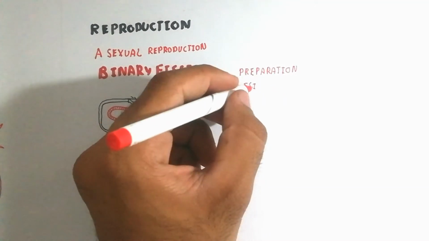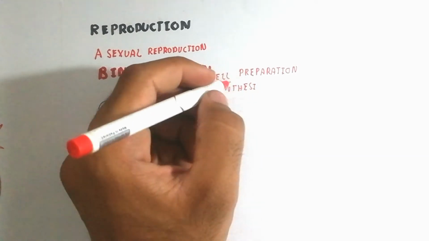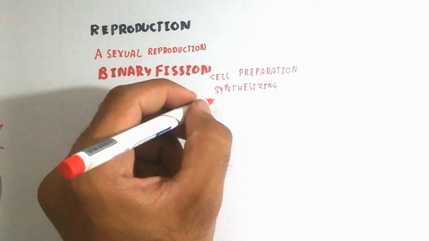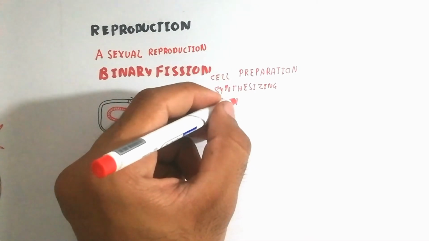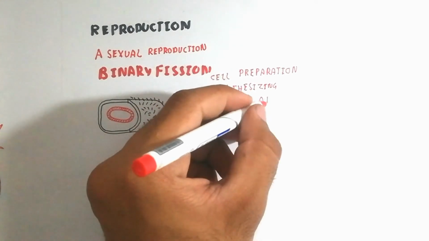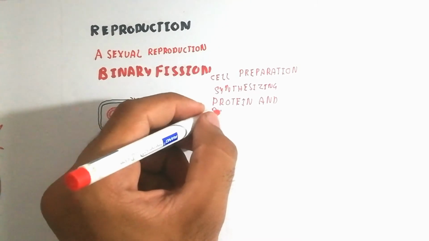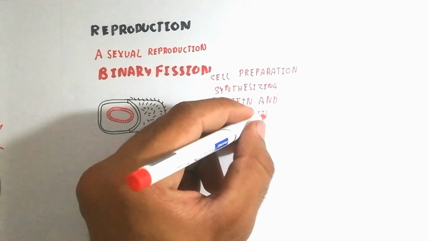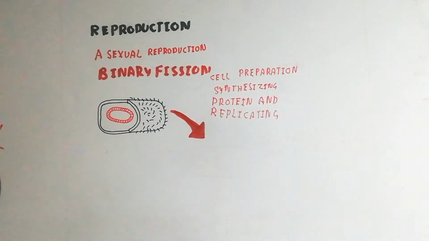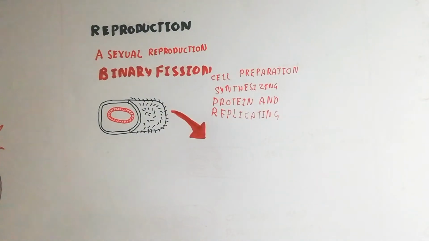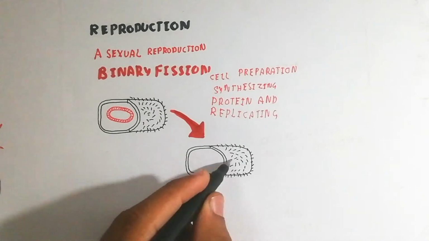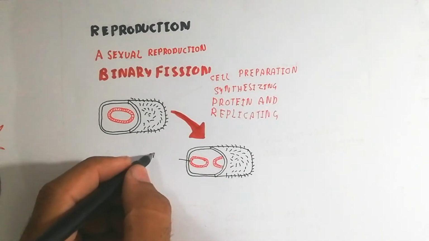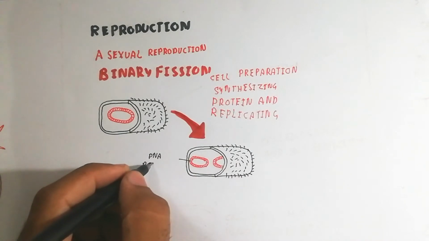First of all, we will discuss the whole mechanism of binary fission. Here is the cell preparation: synthesizing protein and replicating, so that the cell prepares itself for replication. And binary fission means the cutting of the two cells to separate. So here is the DNA synthesis, that is known as replication.